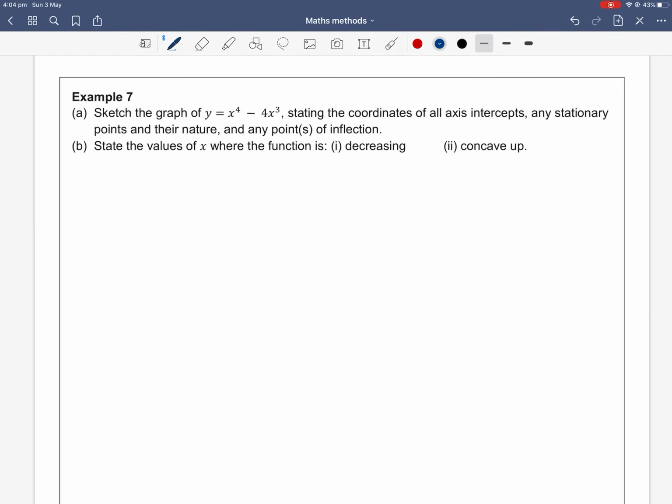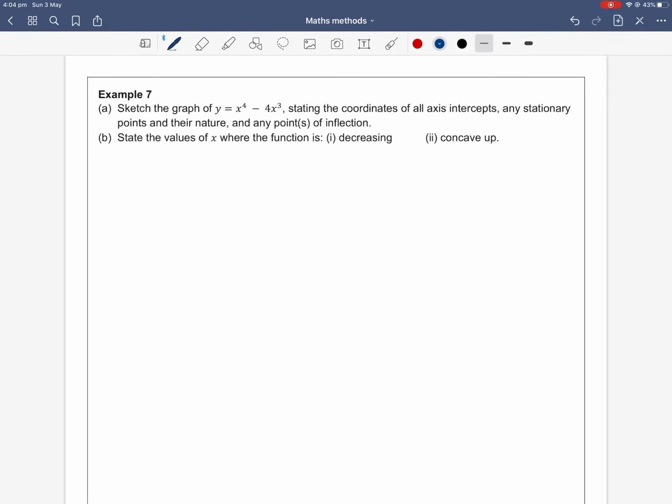Okay, so now let's have a look at one example. Example 7. It says sketch the graph of y equals x to the 4 minus 4x cubed, stating the coordinates of all axes intercepts, any stationary points, the nature and any points of inflection, and then state the values of x where the function is decreasing and concave up.